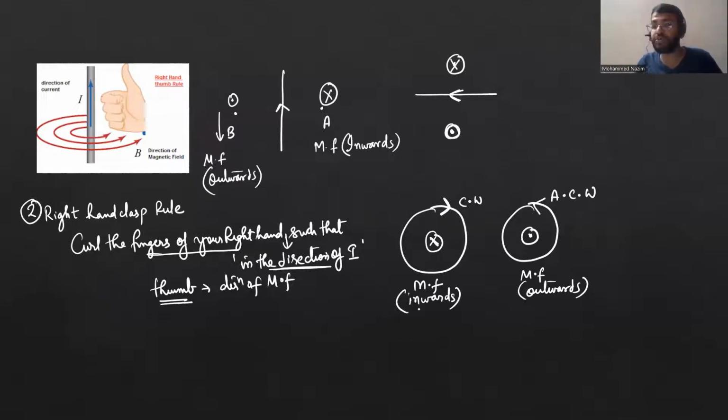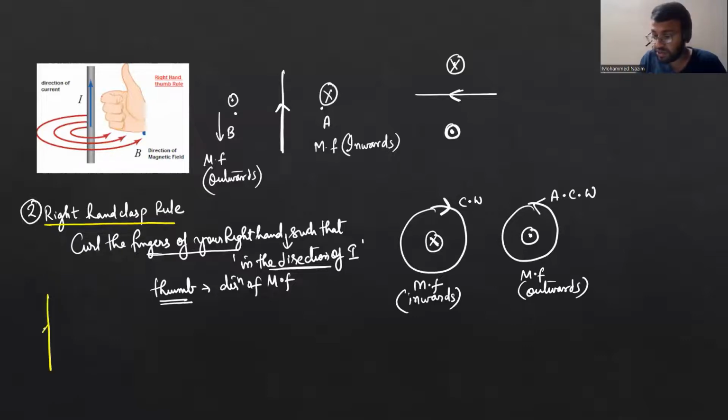So this is how we can use right hand clasp rule or right hand thumb rule to find the direction of magnetic field. See, we can use even for straight wire, we can use right hand clasp rule. Now, if you ask how, I can just show you the diagram. If you want right hand clasp rule to be used everywhere, which students find it more easier.